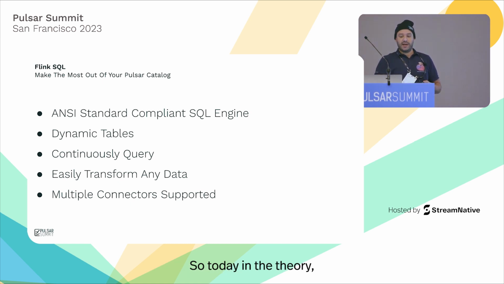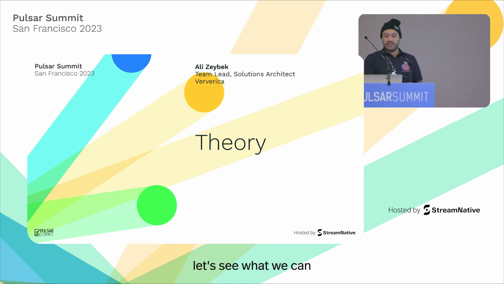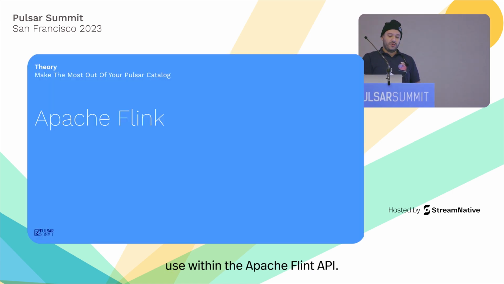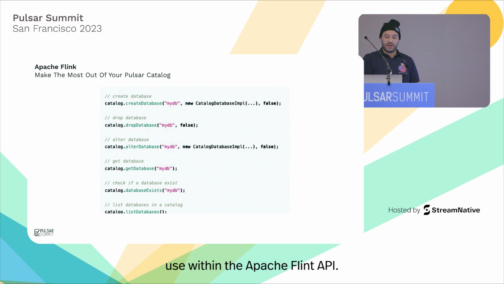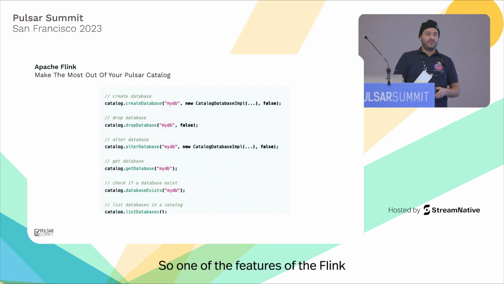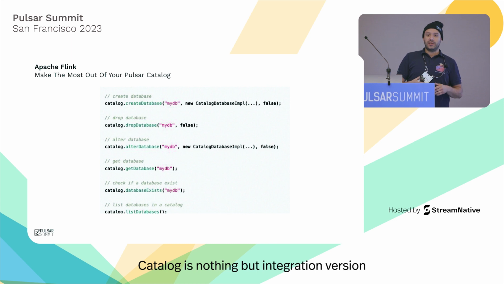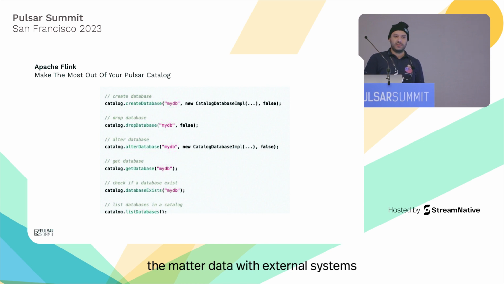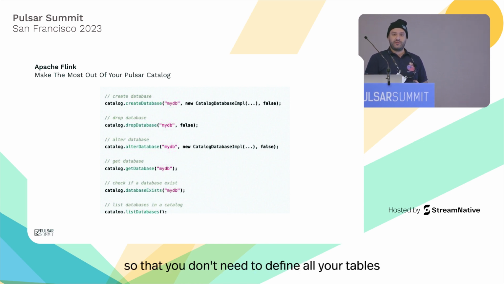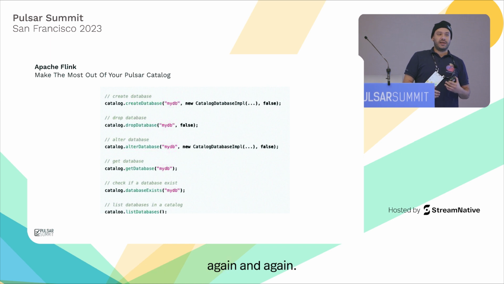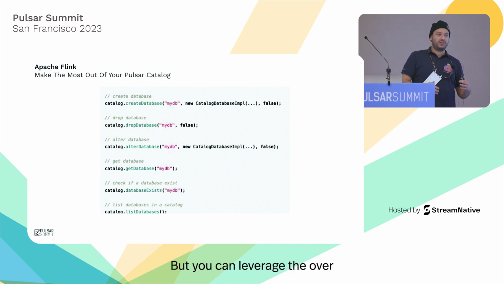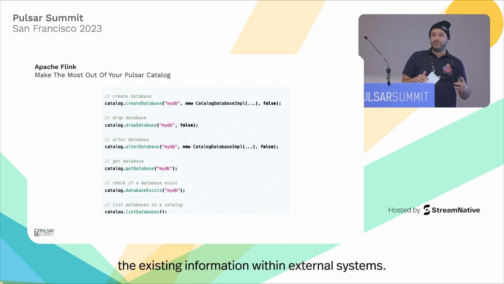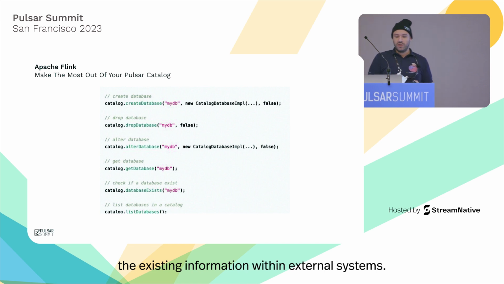So today, in the theory, let's see what we can use within the Apache Flink APIs. One of the features of Flink SQL is the catalog. A catalog is nothing but an integration for communicating metadata with external systems, so that you don't need to define all your tables again and again, but you can leverage the already existing information within external systems.